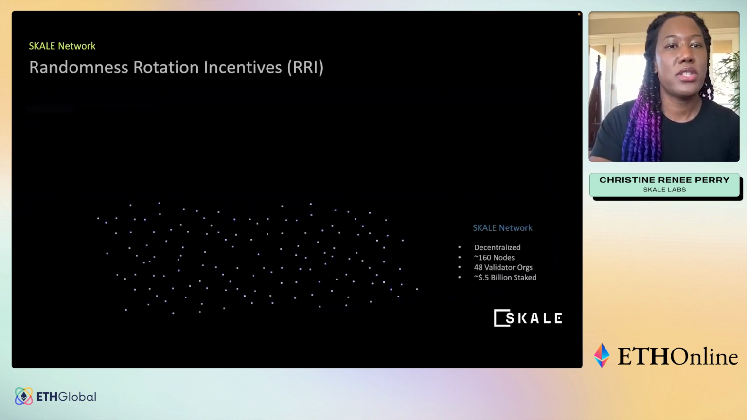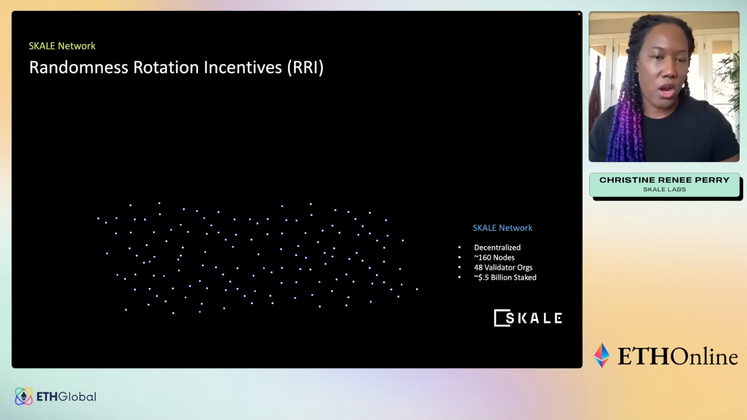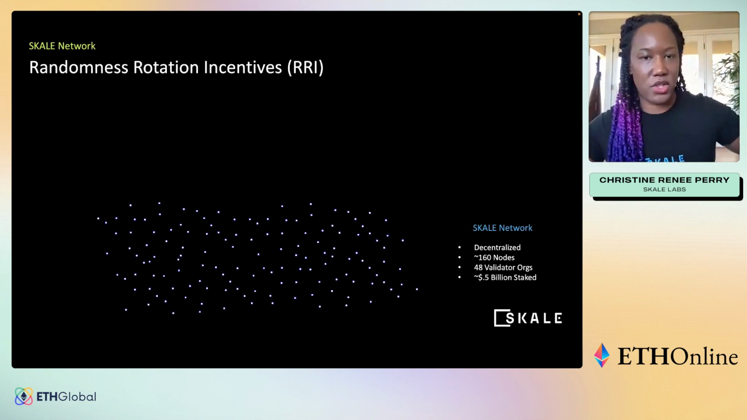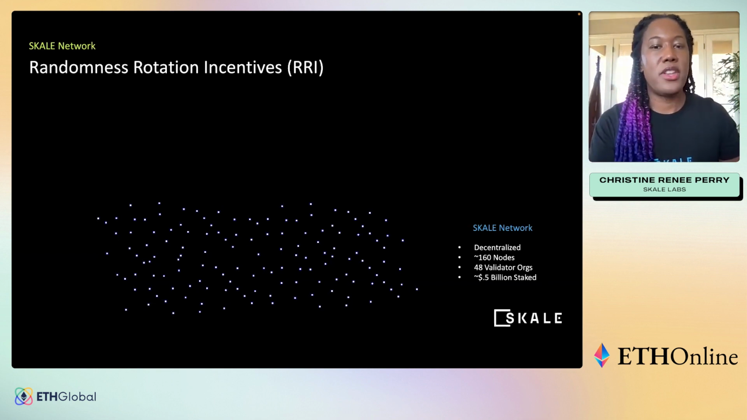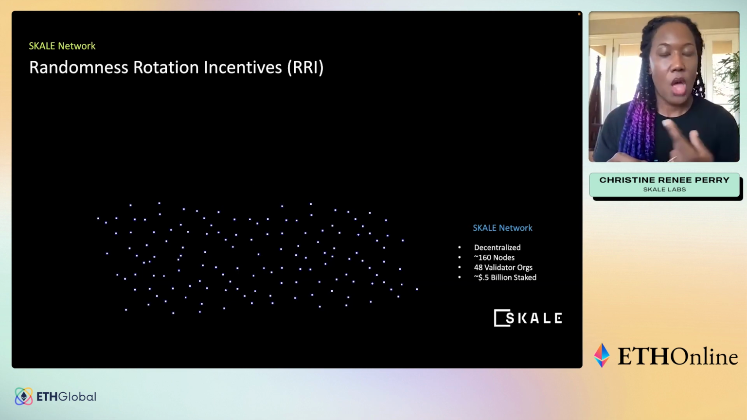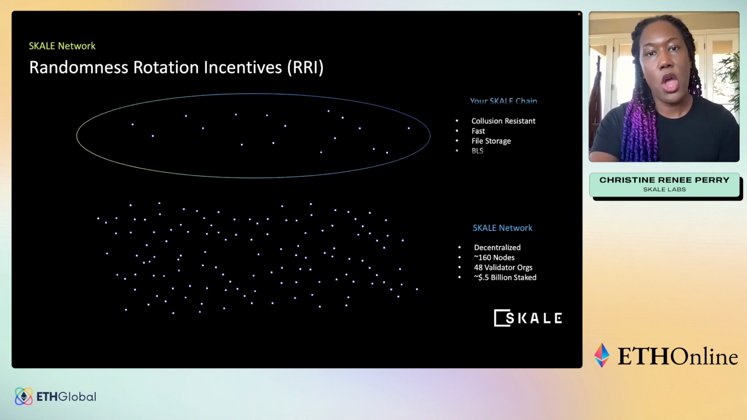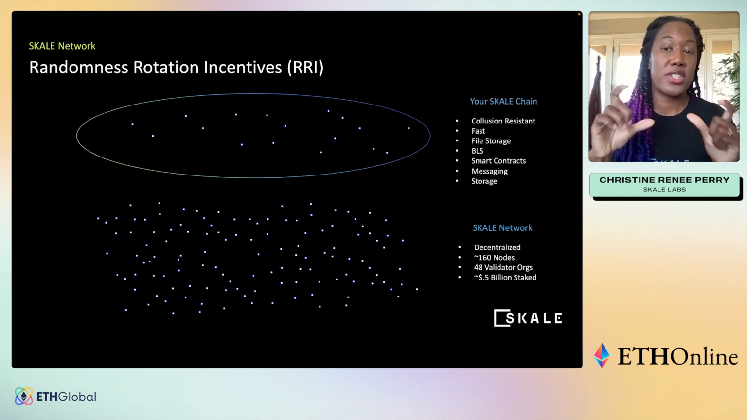Now, how is this accomplished? One of the things that I think is different within the SKALE network is that while there are going to be fully decentralized nodes, about 160 around the world, the difference is that instead of having all the nodes run one massive chain, what happens in the SKALE network is a group or subset of those nodes are grouped together to create your SKALE chain.